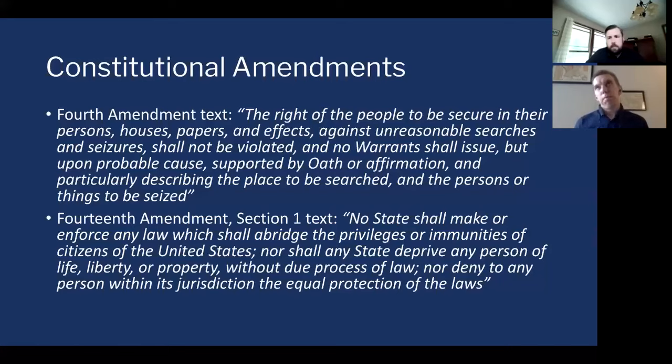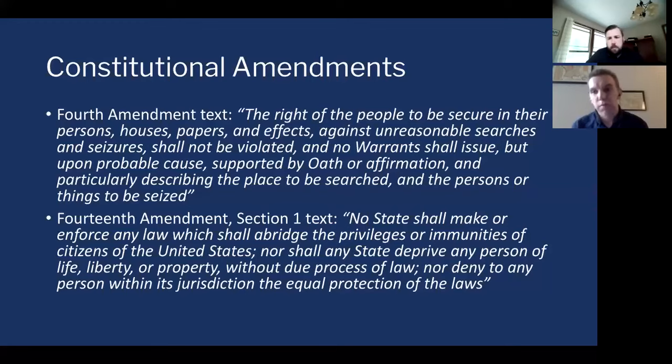Now, Mapp appealed her case to the Supreme Court, and they took it up. And in a 6-3 decision, they ruled that the exclusionary rule is such an integral part of the Fourth Amendment that it should be applied and incorporated to the states as well.